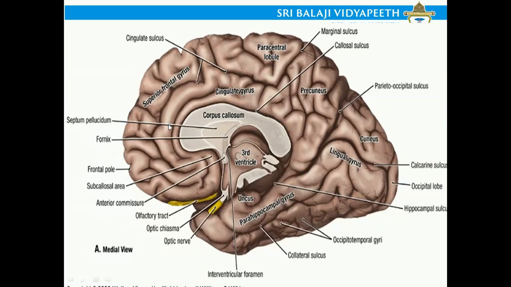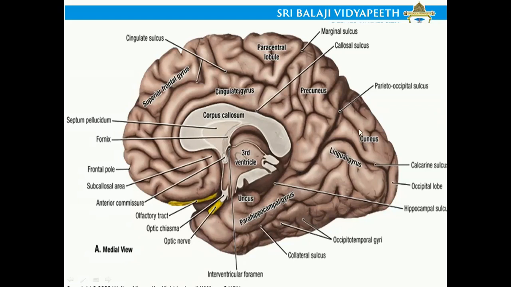And in front there is the superior frontal gyrus that is extended to the medial side. Above the cingulate gyrus, there is one extension called the marginal sulcus that differentiates the paracentral lobule from the cingulate gyrus. The sulcus seen above the corpus callosum is called the callosal sulcus. Then you also have something called the cuneus.